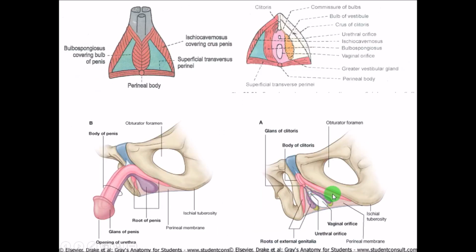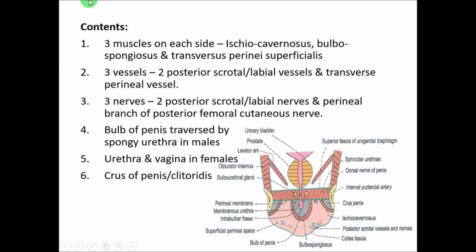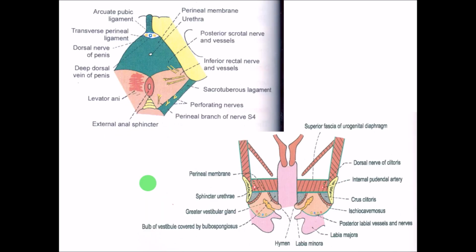This is the crus of the clitoris and this is the crus of the penis, and they are covered by the ischiocavernosus in the male as well as the female. Okay, so all these are the contents of the superficial perineal pouch. The 3 muscles, 3 vessels, 3 nerves, bulb of the penis as well as the clitoris, the urethra as well as the vagina in case of female, the crus of the penis or the clitoris. All these are the contents of the superficial perineal pouch.